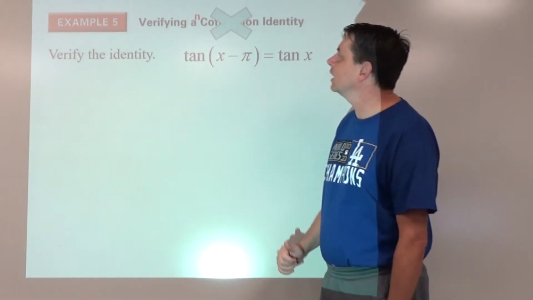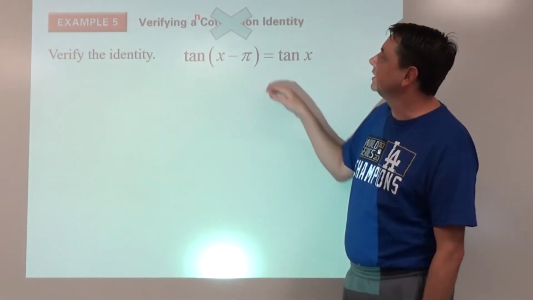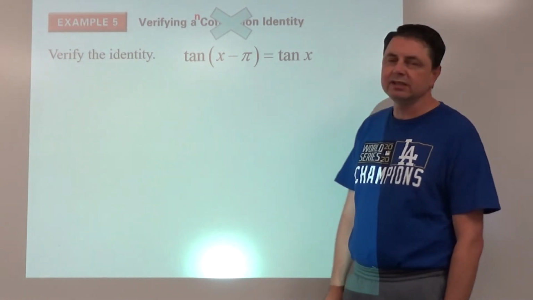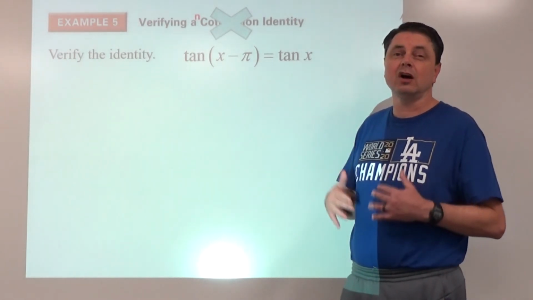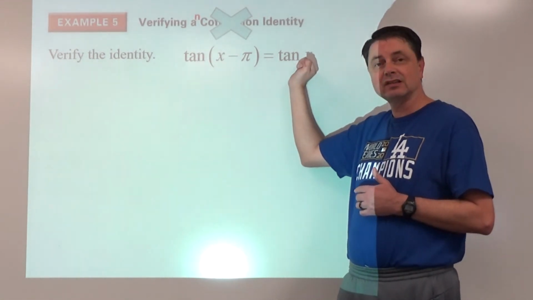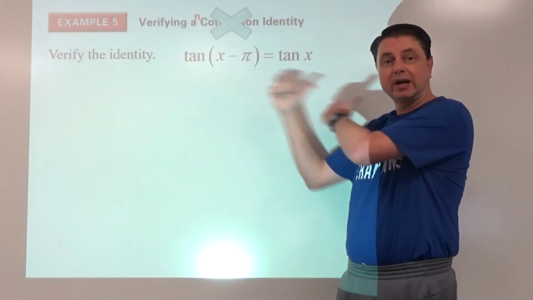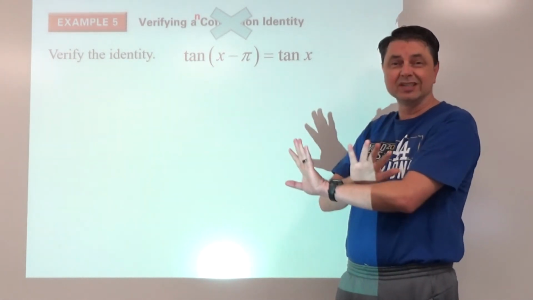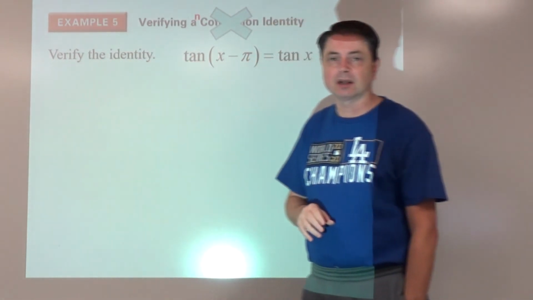Example number 5, verifying an identity. Verify the identity that the tangent of x minus pi is equal to the tangent of x. We should already understand this one based off of the graph of tangent of x, which has a period of pi. So we shift everything right pi units. It's going to coincide. Let's see if we can prove this and verify it algebraically.